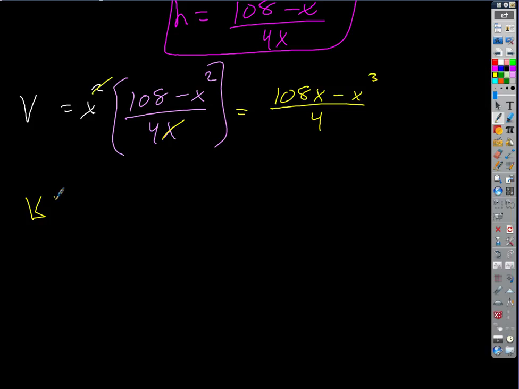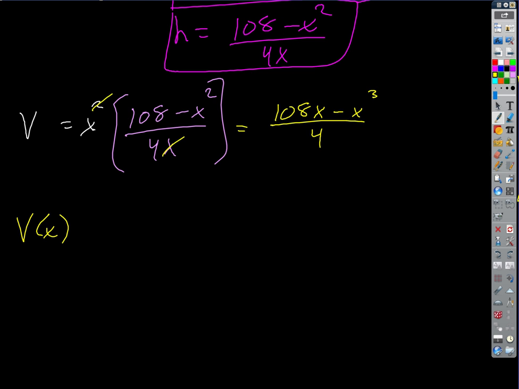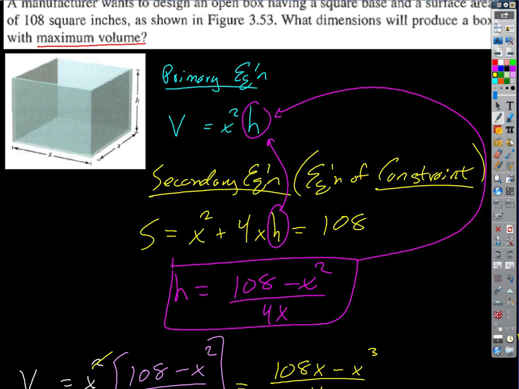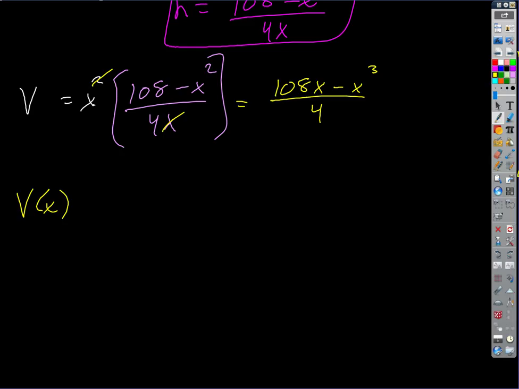Now I'm going to write this as V of x, because now we've got volume of the box as a function of x, which, remember, is the width of the base, right? So V of x equals this. And we could pull the 1/4 out front if we want to.